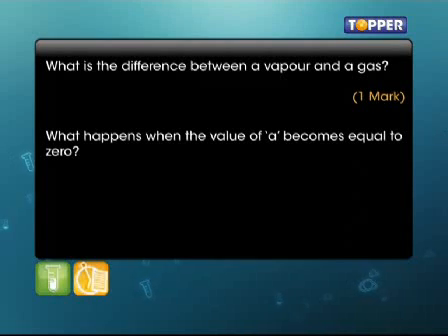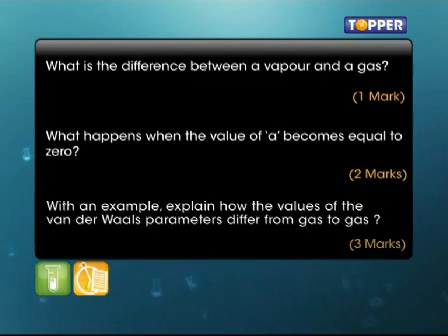Answer the next one for 2 marks. What would happen if the value of a would become equal to 0? The last one for 3 marks is, with an example, explain how the values of van der Waals parameters vary from gas to gas.